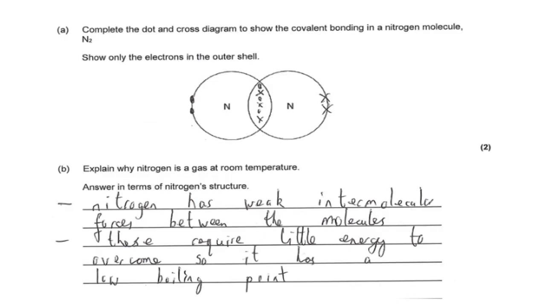Here's a typical exam question. Dot cross diagram of nitrogen. And why is nitrogen a gas? Because there's only weak intermolecular forces that require a little energy to overcome.